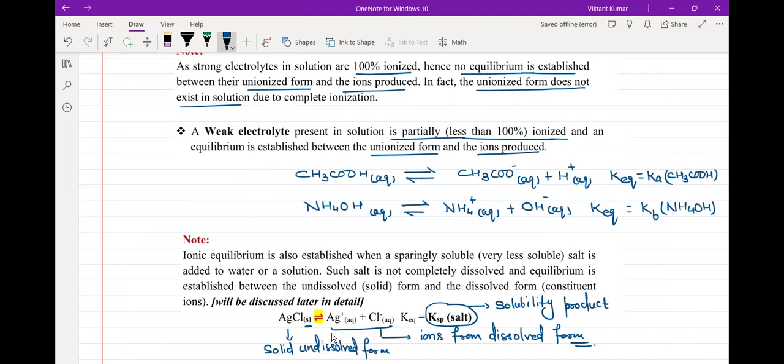ये जो मैंने बोला Ka और Kb, this is called ionization or dissociation constant simply. Again, be very careful about the words. Degree of dissociation is alpha. Dissociation constant is K. So be very careful about the word. Again, this will be of acid, and like Kb is the ionization or dissociation constant of base.